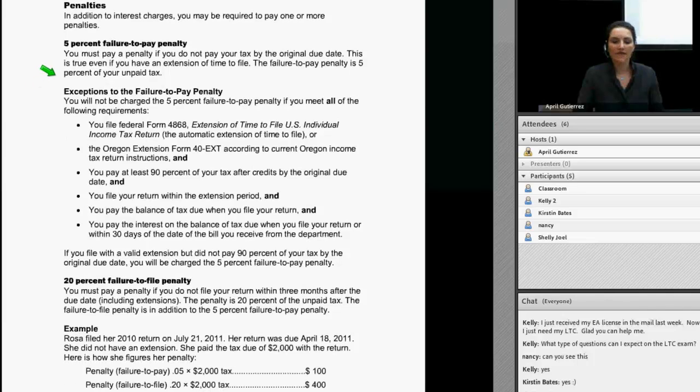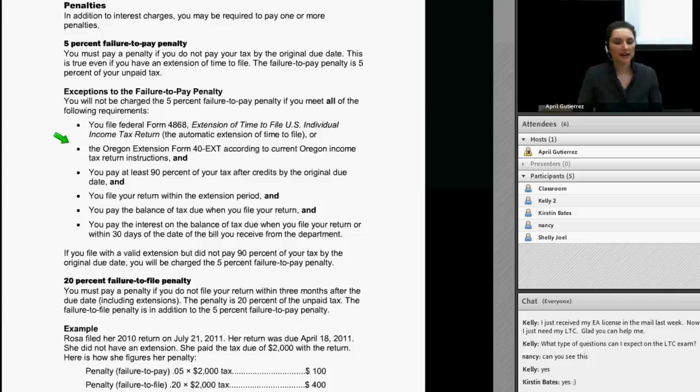There are some exceptions to the failure to pay penalty. You will not be charged the 5% failure to pay penalty if you meet all of the following requirements. Number 1, you file Federal Form 4868, extension of time to file, or you file Oregon Extension Form 40EXT according to the current Oregon income tax return instructions.